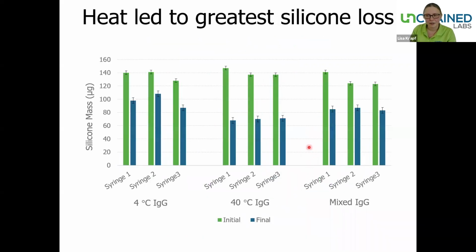Here's a summary showing silicone masses measured for all of those 3 stress conditions. And we can see that, again, heat led to the greatest silicone loss, but also we can see some silicone loss for all the 3 stressing conditions. So using this technique on Bouncer, we can learn about silicone interaction with the product under different conditions and migration of silicone into the product.